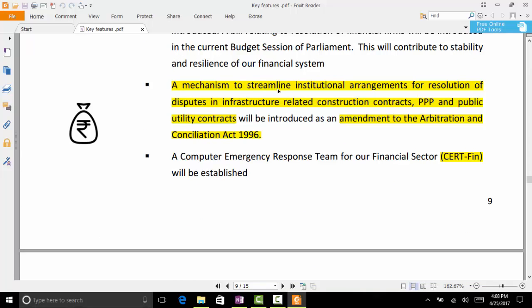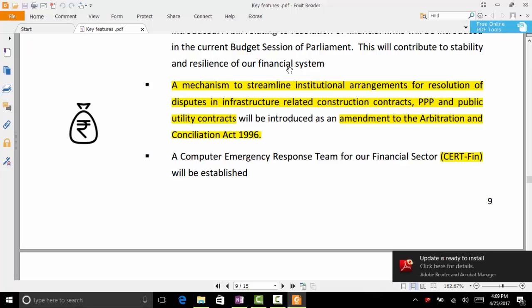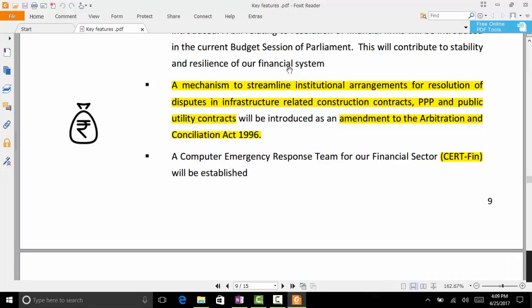Here we have a mechanism to streamline institutional arrangement for resolution of disputes in infrastructure related construction contracts, PPP, and public utility contracts, by amendment to the Arbitration and Conciliation Act. So this is the government's proposed mechanism. By amending the Arbitration and Conciliation Act, we will try to bring an institutional arrangement for resolution of disputes in these kinds of projects: infrastructure related construction contracts, PPP, and public utility contracts.